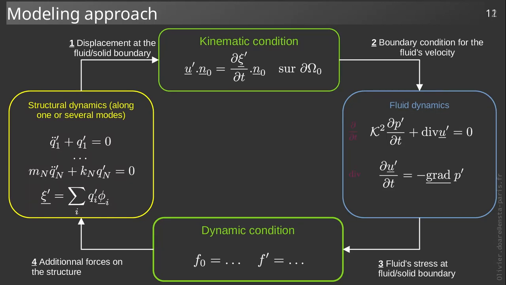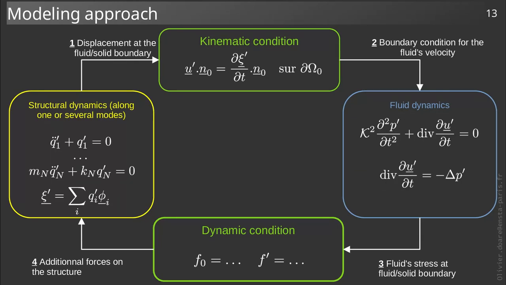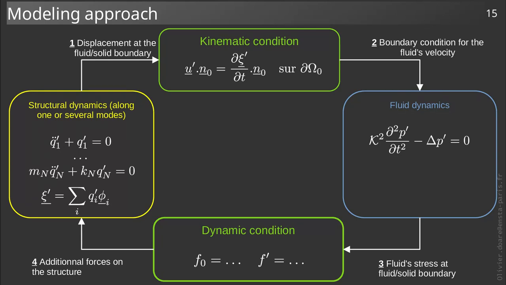We can now derive with respect to time the first equation, which is the mass conservation, and take the divergence of the second equation, which is the momentum conservation. This gives us the possibility to replace the divergence of du prime over dt by the Laplacian of p prime in the first equation. We are now only dealing with the pressure. Then we use the momentum conservation to make the pressure appear instead of the velocity in the kinematic condition after it has been derived once with respect to time.